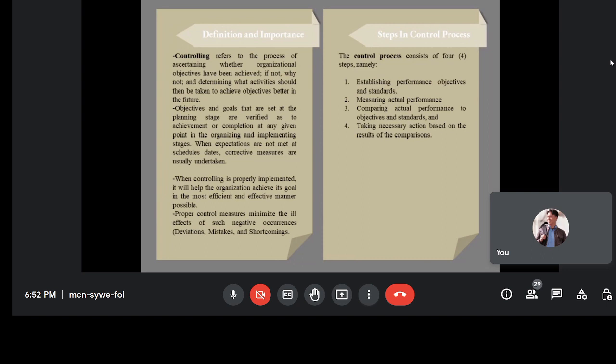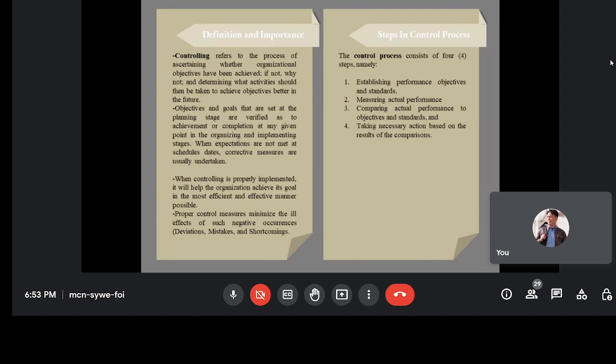So, what is the importance of controlling? When controlling is properly implemented, it will help the organization achieve its goal in the most efficient and effective manner possible. Proper control measures minimize the ill effects of such negative occurrences, which are deviations, mistakes, and shortcomings.